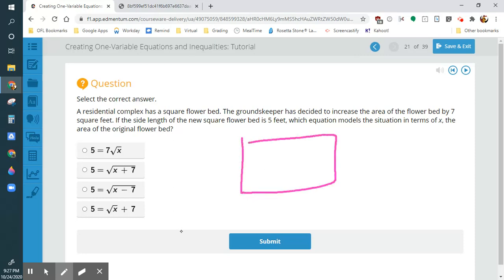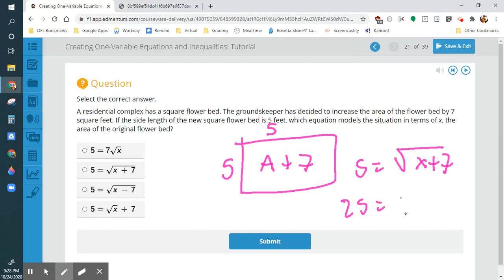So the area plus 7 feet. All right. If the side length of the new square is 5 feet, which equation does this? So, in other words, this is 5 feet, 5 feet. So we get 5 equals the square root of x plus 7, or former area plus 7. The other option would have been 25 equals a squared plus 7.